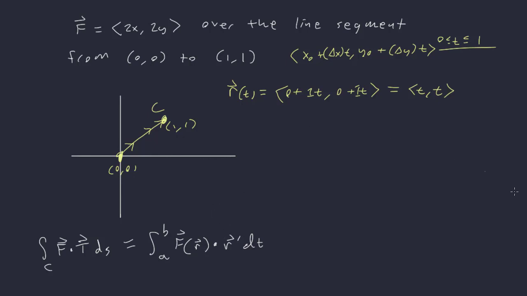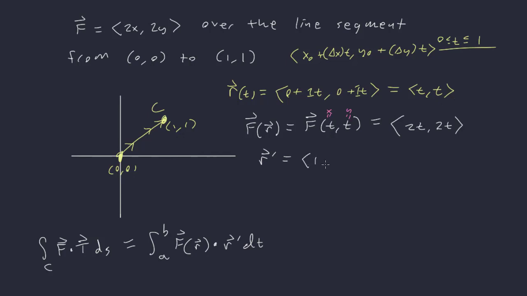So f of r, well, that's just going to be f of t comma t. So we're going to put t in for x and t in for y. So we're just going to get the vector 2t comma 2t. All right, so this one doesn't end up being all that bad. All right, there's f of r, and then we need r prime. Well, r prime in this case will just be 1 comma 1.